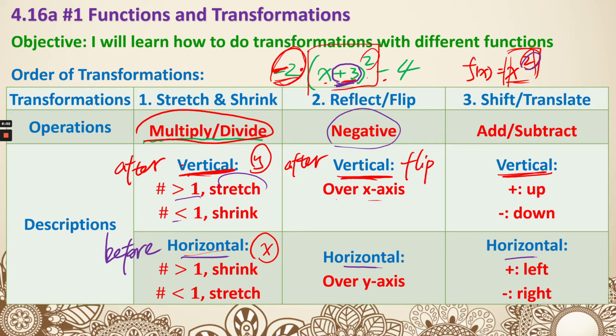Lastly, you can see there I have this minus 4 on the end. That is also outside the square. That's after I calculated the square. So that is going to be going up or down. That is also vertically going up or down.